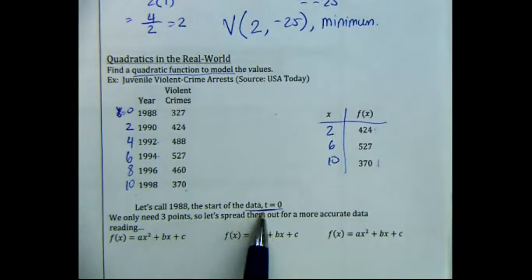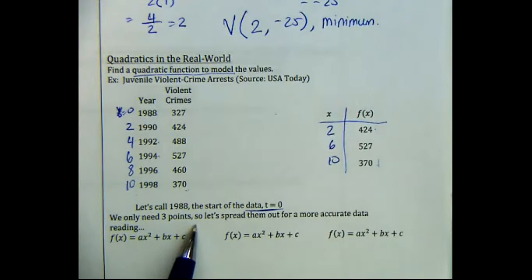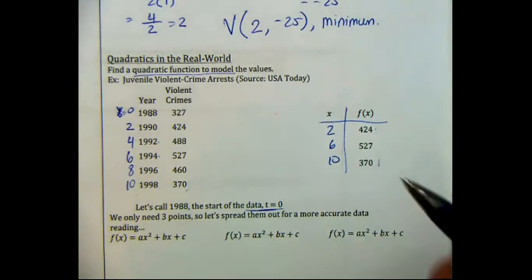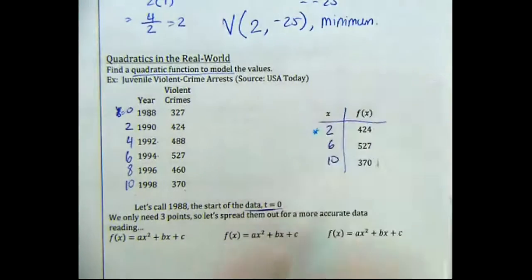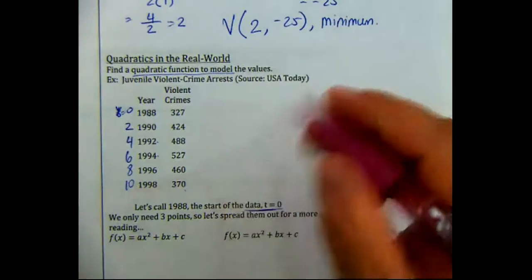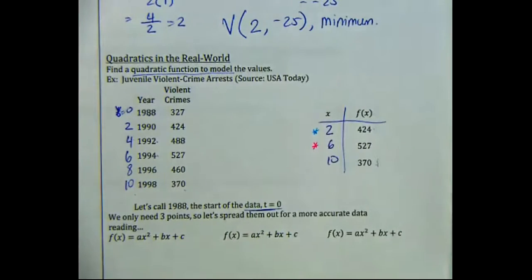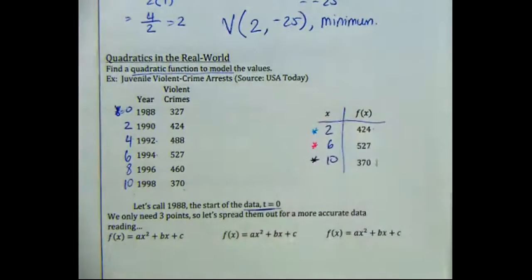So all we need is 3 points and we can actually try to do a system of equations to solve for the rest of them, okay? So we're going to spread them out for an accurate reading here. I'm going to use these 3 points here: that one in blue, that one in pink, and that one in purple.